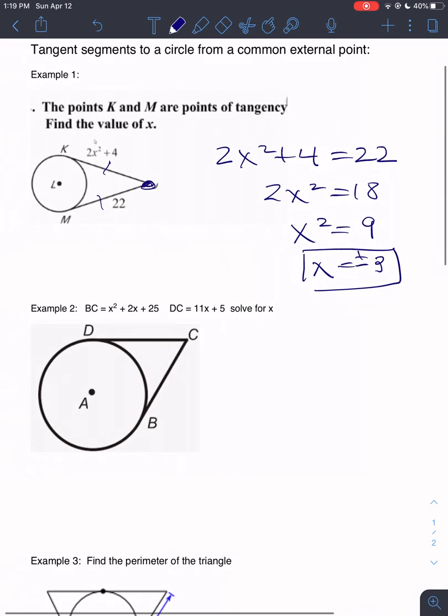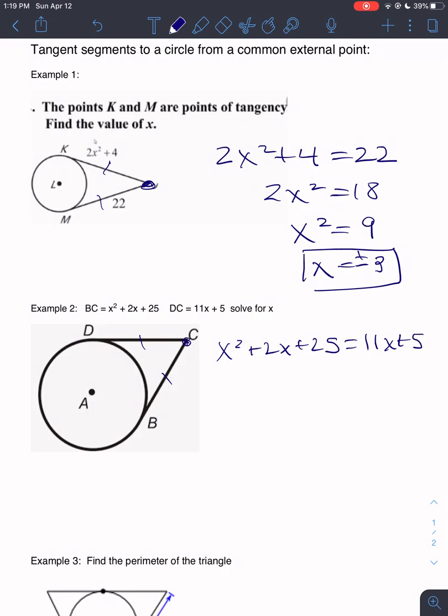All right, let's try that again. This time we choose point C outside of the circle. Draw two tangent segments so we know that they're congruent. So we're going to say that x squared plus 2x plus 25 equals 11x plus 5. We're solving for x. Subtract 11x from each side, we get x squared minus 9x. Let's subtract the 5 from each side, plus 20 equals 0. And we end up with a quadratic, so now we're going to factor.